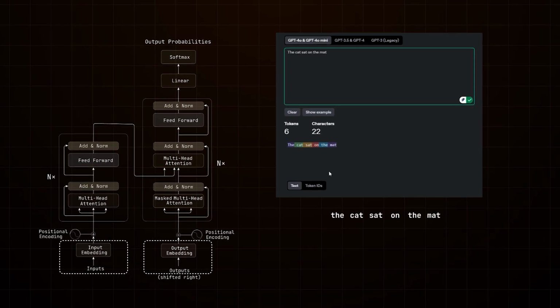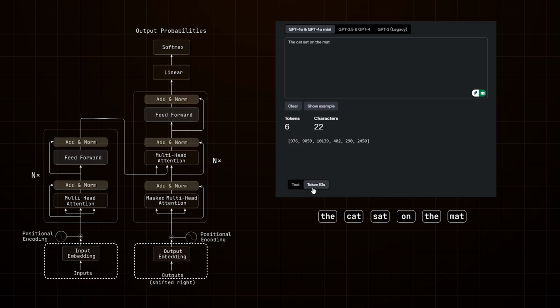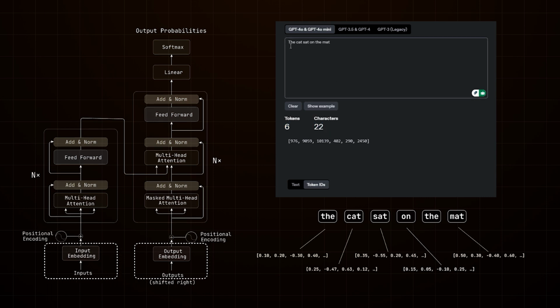The cat sat on the mat. First, we tokenize, splitting the sentence into words or subwords. Each token is then converted into a numerical vector known as an embedding, which represents the word's meaning in high-dimensional space. For example, cat might turn into a vector like 0.25, 0.91, 0.47, 0.63.